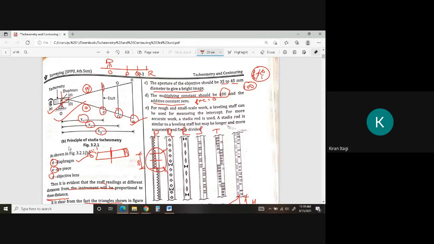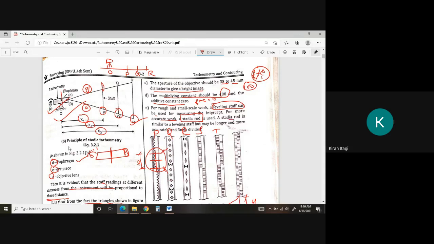For rough and small work, a leveling staff can be used. For rough work, we will use the leveling staff. If not, we will use the stadia staff, which will be used for measuring the intercept. For more accurate work, stadia rods or stadia staff will be there. We will use that one.